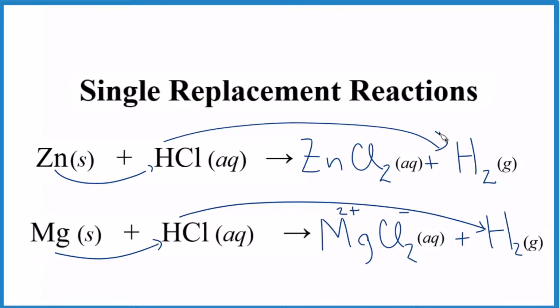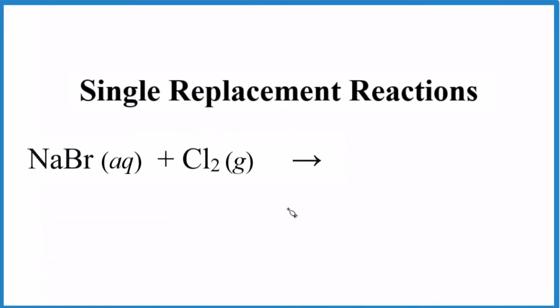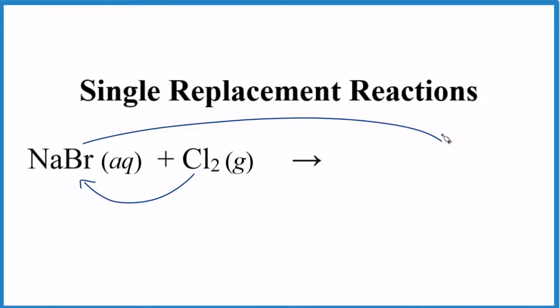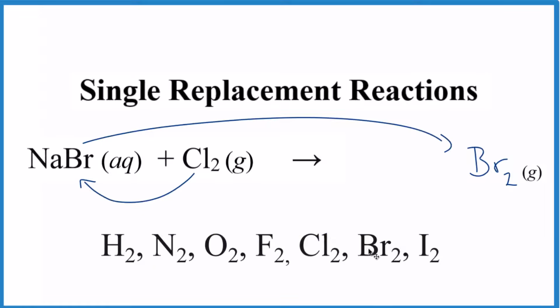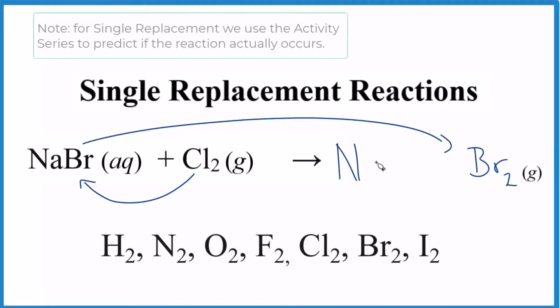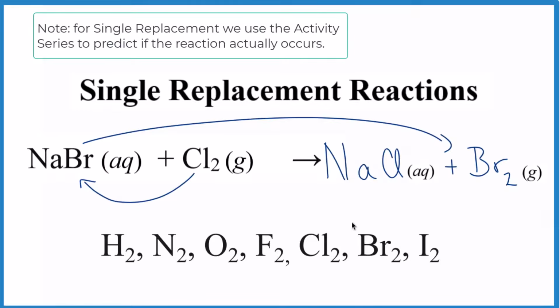Okay, last of the single replacement reactions. Sometimes you will see an ionic compound, a metal and a nonmetal, and something like chlorine gas. In this case, the Cl2, the Cl replaces the Br, so we get Br over here by itself, but bromine is always going to be Br2, and it's a gas here. You might want to memorize the diatomic gases. Like bromine's always Br2, hydrogen will always be H2, oxygen will always be O2 when it's by itself. So then we have Na and Cl together here. You write the metal first. And that's the last one we're going to look at here.